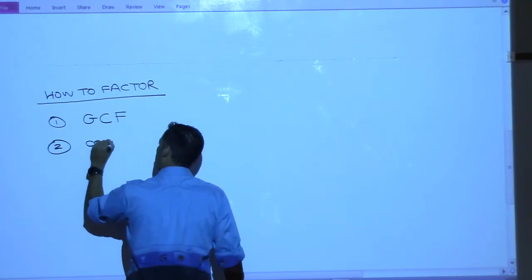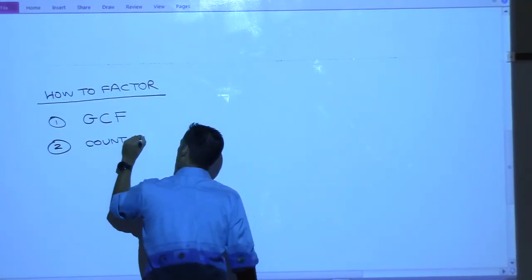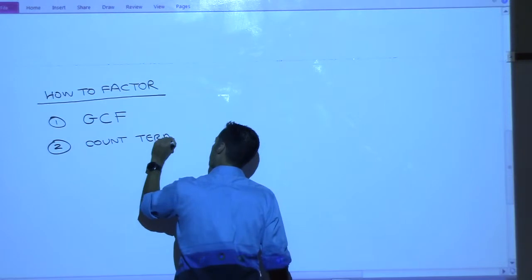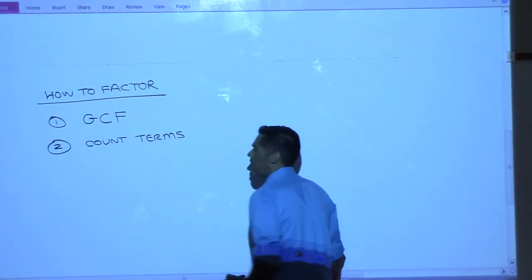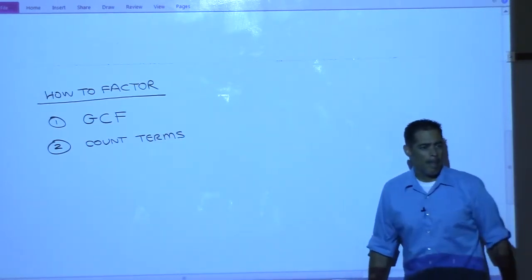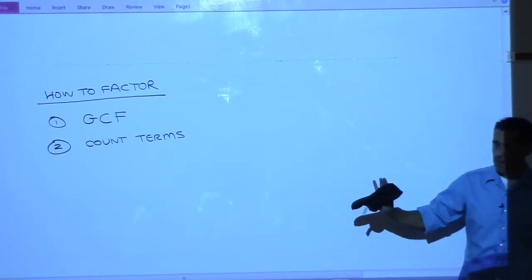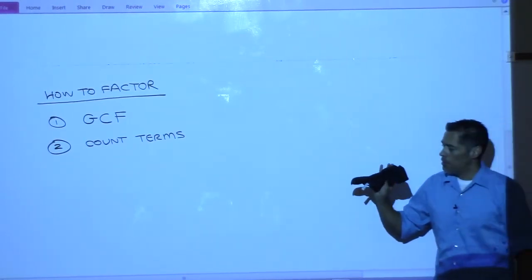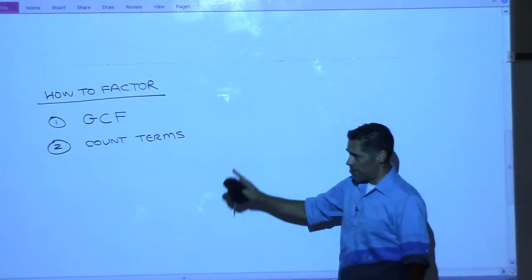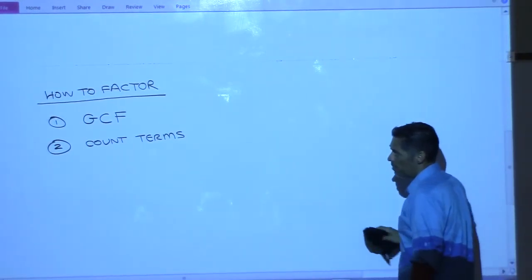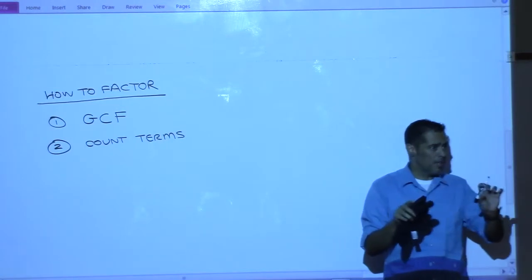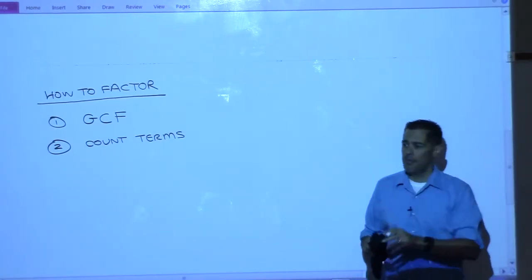Okay, second step is to count the terms, all right? Count the terms. Now, I'll explain this with an example, all right? For now, let's just write the steps down, then we'll go through the example. So the next step after we pull the GCF is to count how many terms we have.